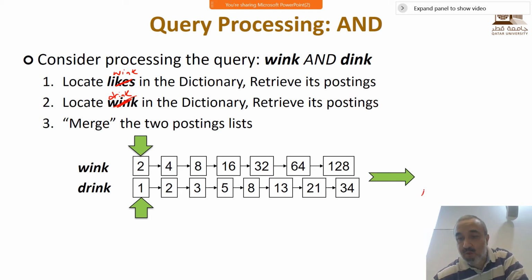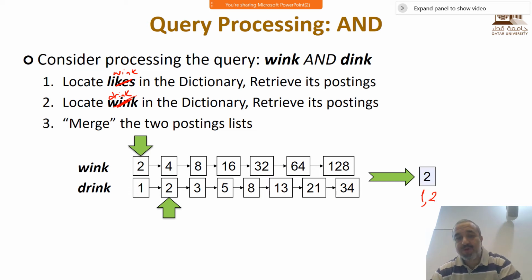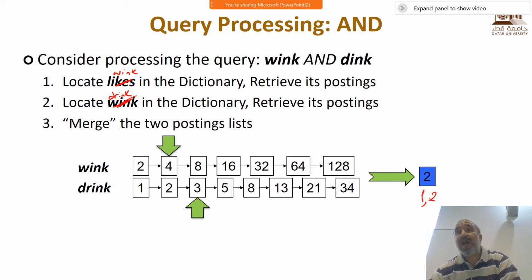So now we add 1 to the answer, and then we advance 1. Now we have a match. What should we do? We add 2 just once, and then we advance both. Now we have 3 and 4. We add 3, the smallest, and we advance 3. Now we have 4 and 5. We add 4. You see how it is sorted now without duplicates, Muhammad?